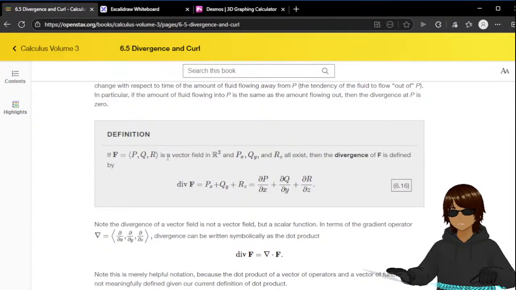If F is a vector field in R cube, and Px, Qy, and Rz all exist, then the divergence of F is defined by Px plus Qy plus Rz.